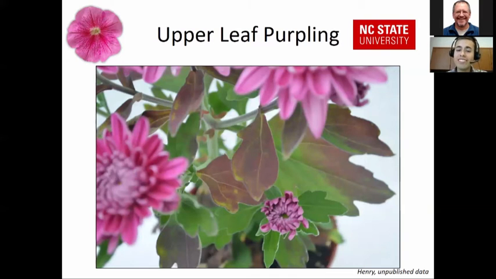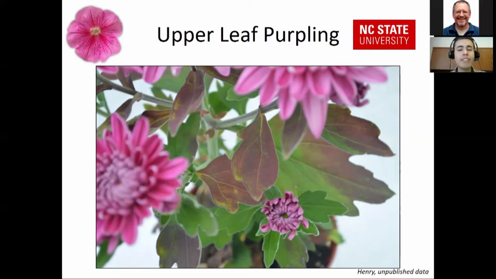So you can just see here that the reddening was very, very severe on those reproductive leaves just below the flowers. And if you look kind of in the background, you can see that it's mainly green lower down on the plant. So very severe purpling on the upper foliage that pretty much encompassed the entire leaf.